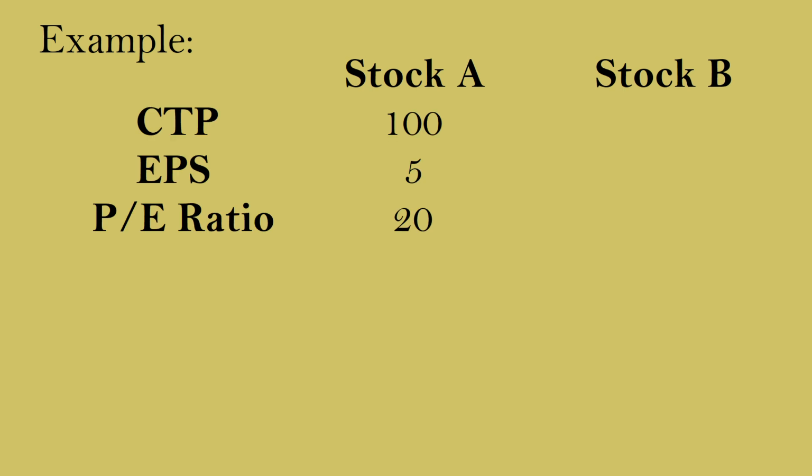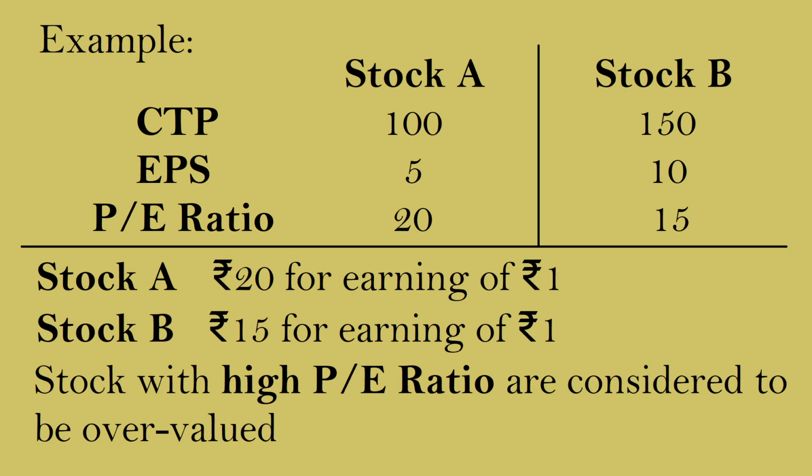Stock A's current traded price is 100 and its EPS is 5 rupees. Then PE ratio is 20. On the other hand, stock B's current traded price is 150 and its earnings per share is 10 rupees. Then its price to earnings ratio is 15. In stock A, you have to pay 20 rupees for earnings of 1 rupee, but in stock B, you have to pay only 15 rupees for earnings of 1 rupee. From this example, stock B performs well. Stocks with a high PE ratio are considered to be overvalued.